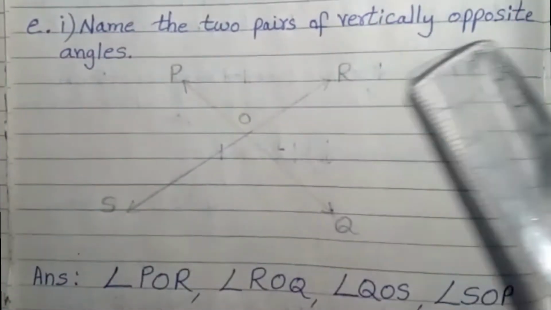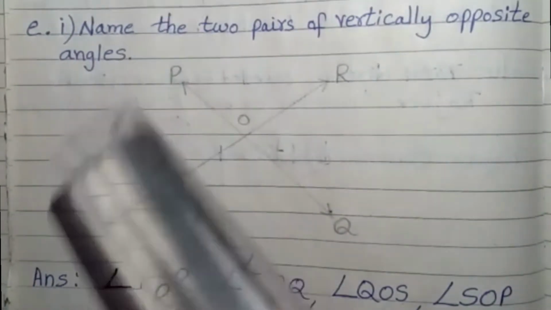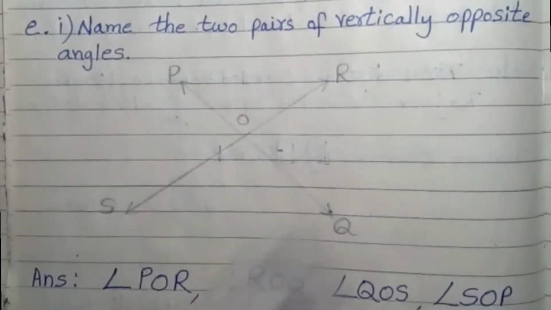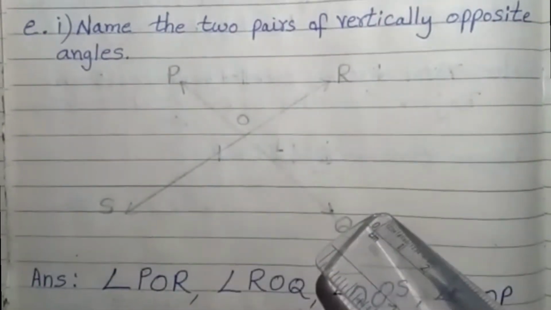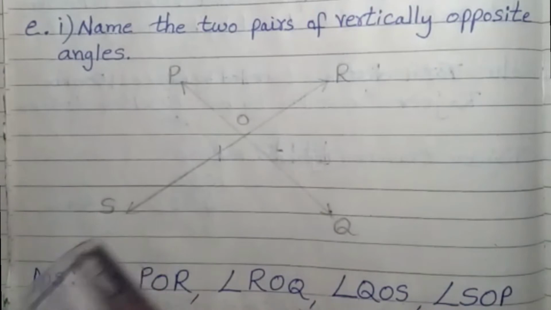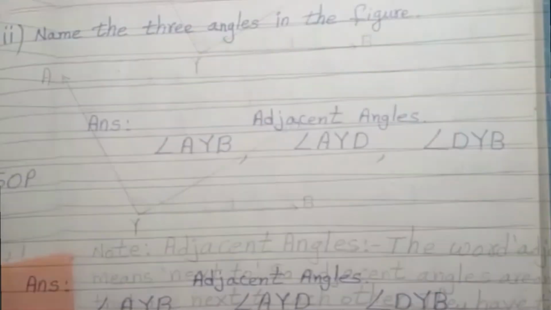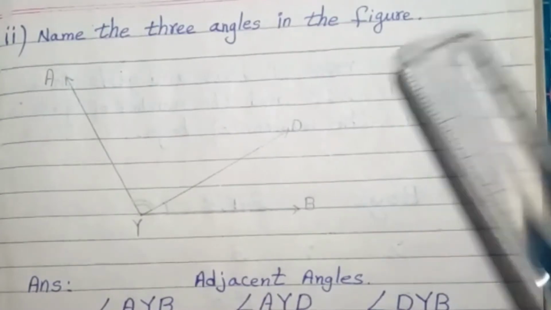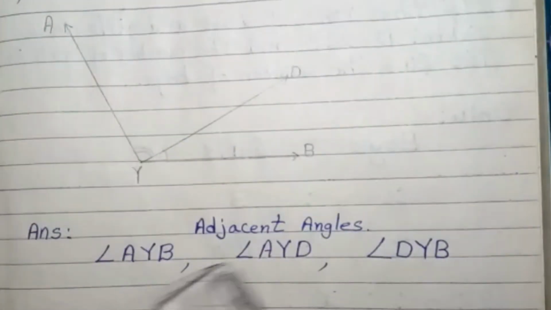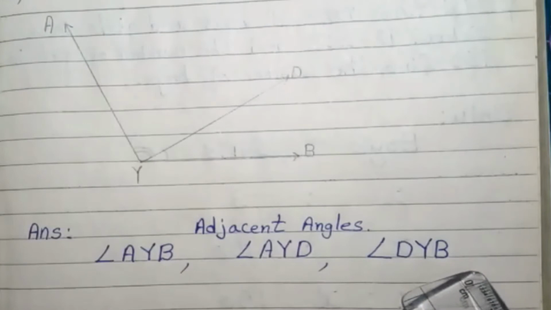Name the two pairs of vertically opposite angles. The two pairs of vertically opposite angles are angle POR, angle ROQ, angle QOS, angle SOP. Name the three angles in the figure: angle AYB, angle AYD, angle DYB.